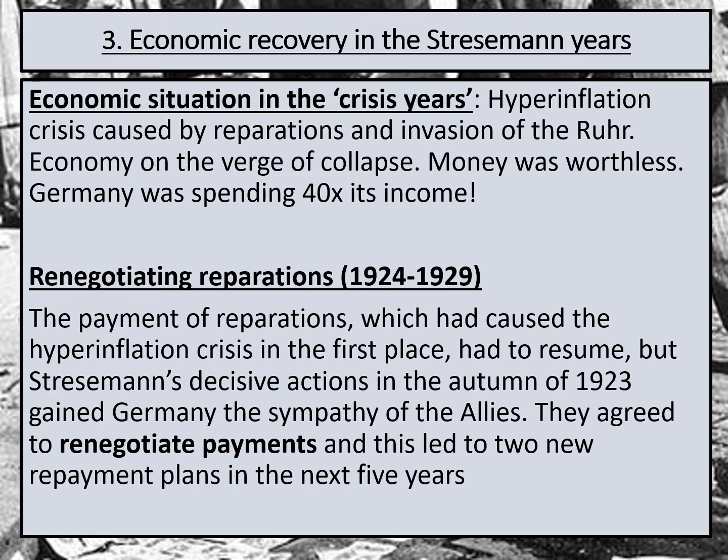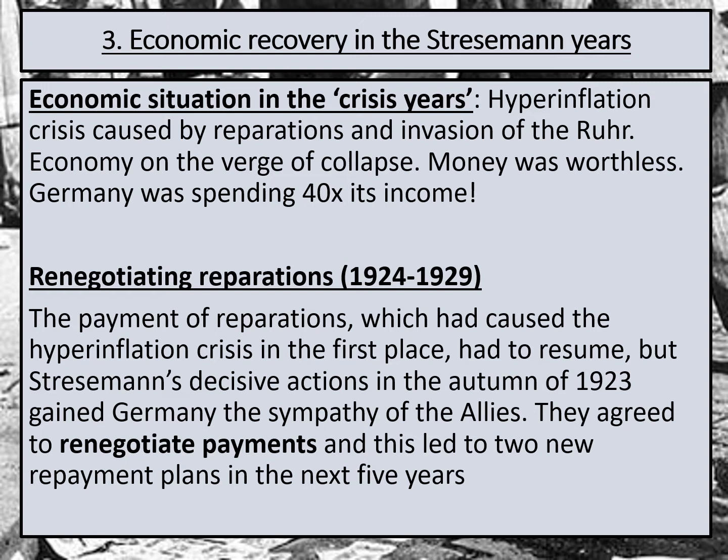So what happened between 1924 and 1929 to make the recovery? We don't really need to know about what happened in those very early months when Stresemann was Chancellor, because the question you're going to be asked is about 1924 onwards. So the payment of reparations, which had caused the hyperinflation crisis in the first place, had to resume. Because if it didn't, well, the reparations crisis would continue.